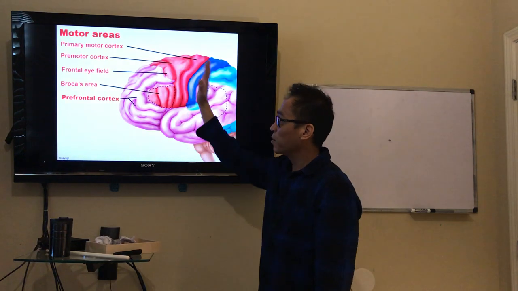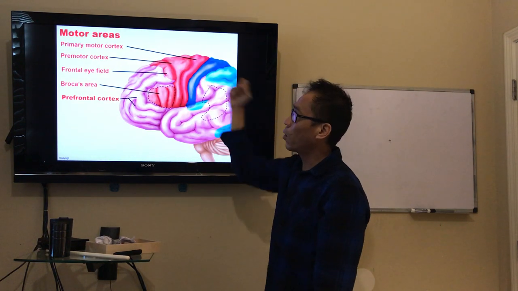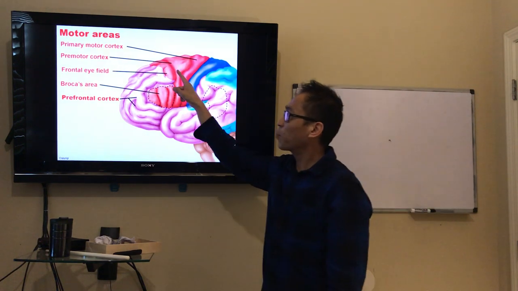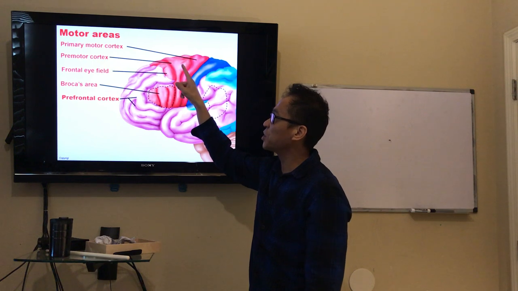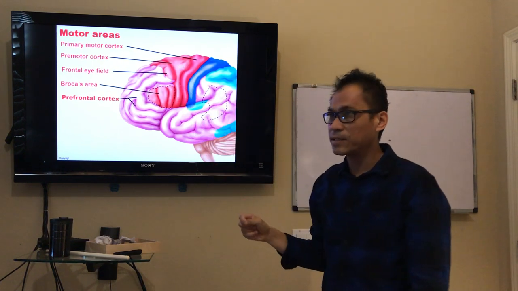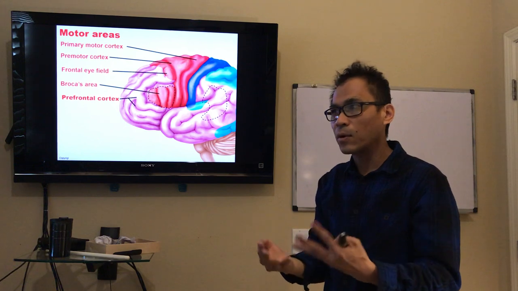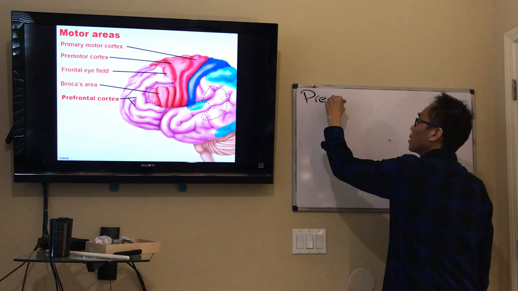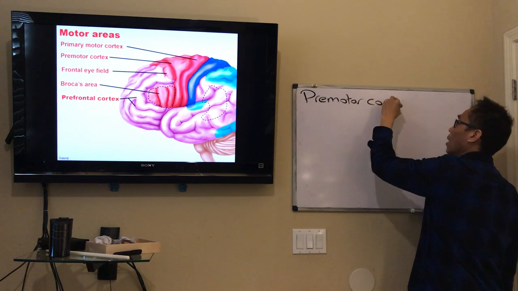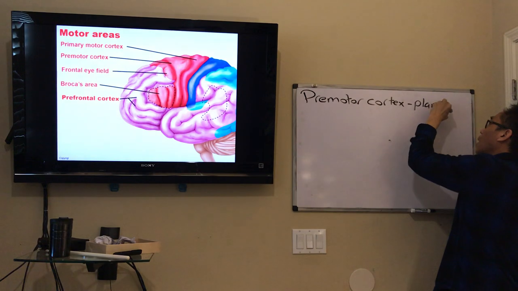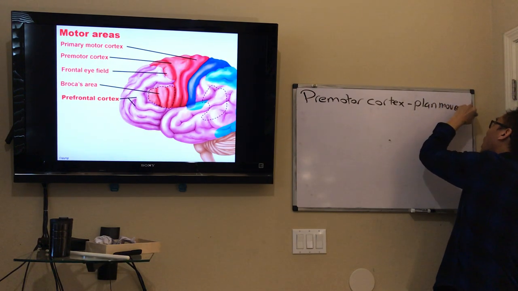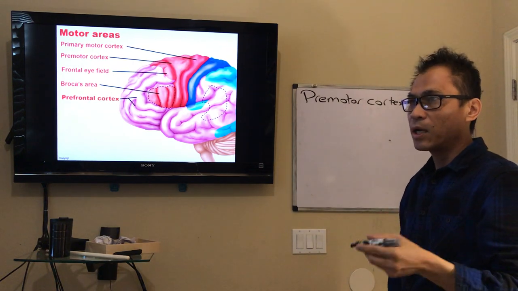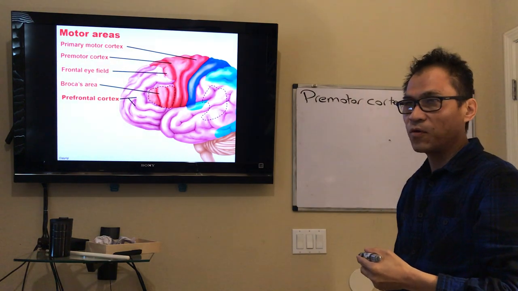Again, most of these areas are in your frontal lobe. You have the primary motor cortex, which I just got through saying is the pre-central gyrus. Now the premotor cortex is like the association area for the primary motor cortex. That's kind of where you plan or think about movements. There are other areas of the brain that are for planning, coordinating, and integrating information for movements, but this is one of them.